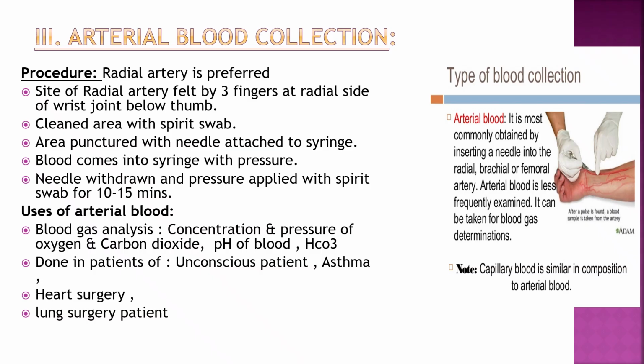So here you can see the third method, the arterial blood collection method. In that, the radial artery is preferred, and it is felt with 3 fingers at the radial side of the wrist joint below the thumb, where the radius bone is. Then clean that area and puncture the site with a needle attached to a syringe, and blood will come into the syringe. Adequate quantity of blood is withdrawn and then apply pressure for 10 to 15 minutes with a spirit swab.